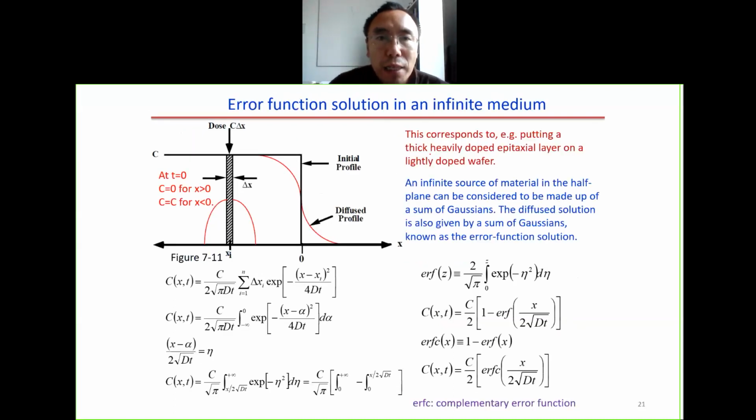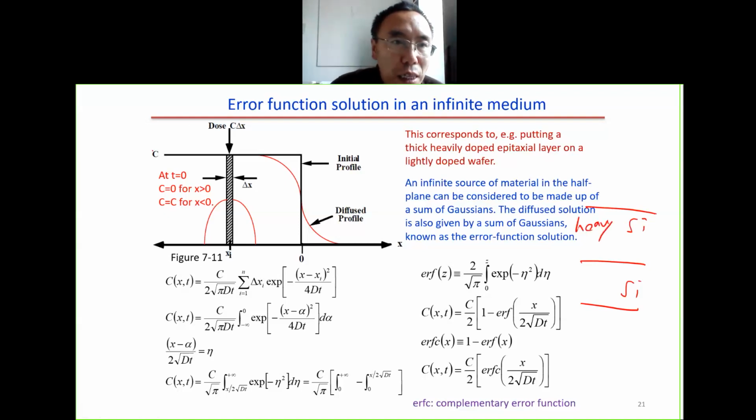So now we look at another case. In this case, it is the error function solution in an infinite medium. This corresponds to the case, for example, of putting a very thick, heavily doped epitaxial layer on a lightly doped wafer. So here we have the silicon, and this one is lightly doped. Then we put a silicon layer with heavy doping. You can see here we have the dopant.